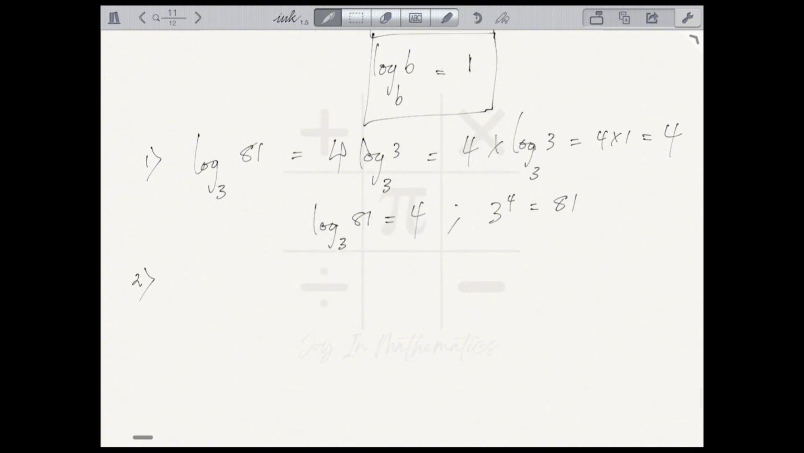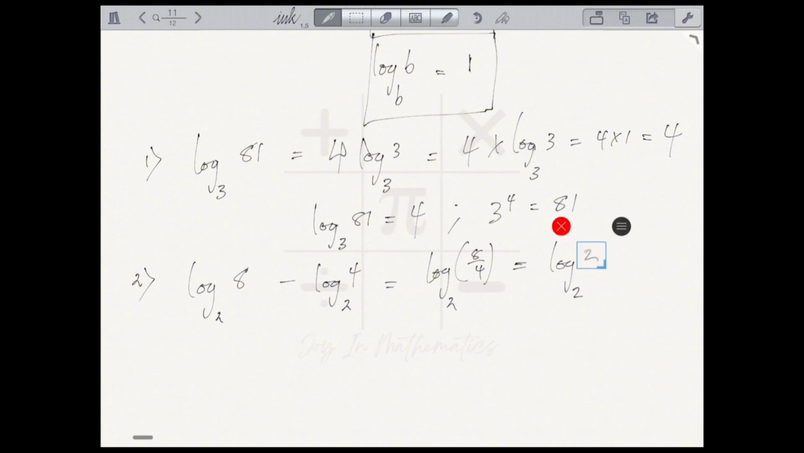Let's take another example. In our subtraction law, we came across this example: log 8 to base 2 minus log 4 to base 2. If we apply the subtraction law here, we will have log 8 over 4 to base 2. So 8 over 4 gives us log 2 to base 2. Now log 2 to base 2, because it has the same base and the same number, will be equal to 1.